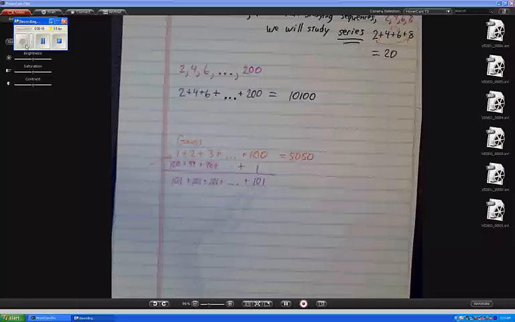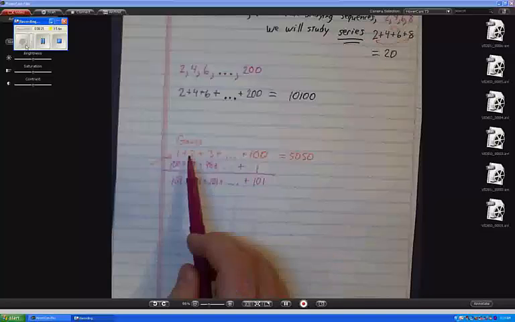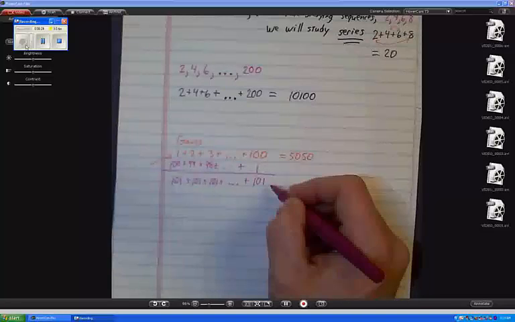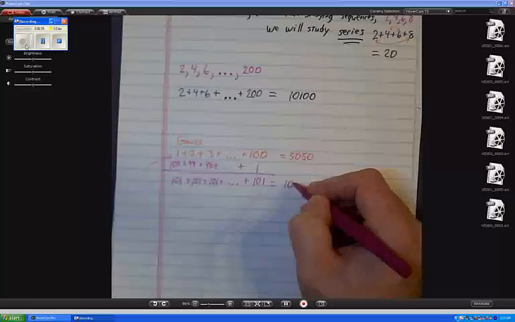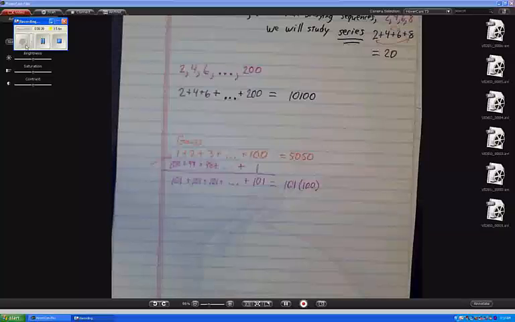How many 101s are there in this little list with the dot, dot, dot right there? There are 100 of them. They're actually labeled by the orange numbers on top. This is equal to 101 times 100. Does that make sense to people?